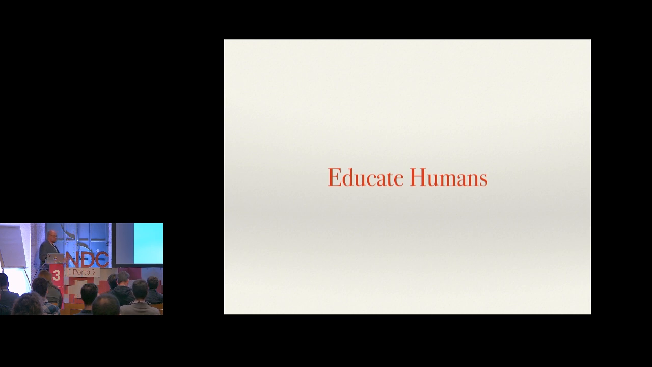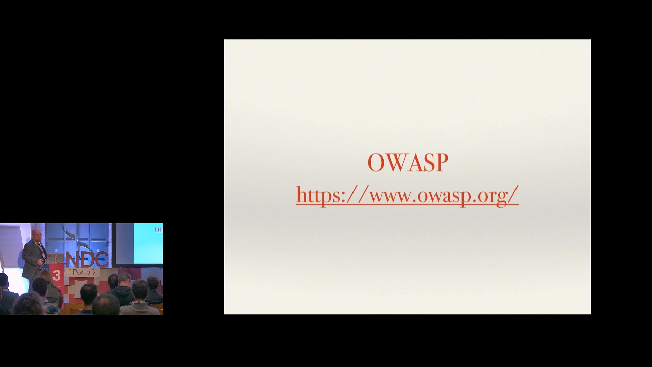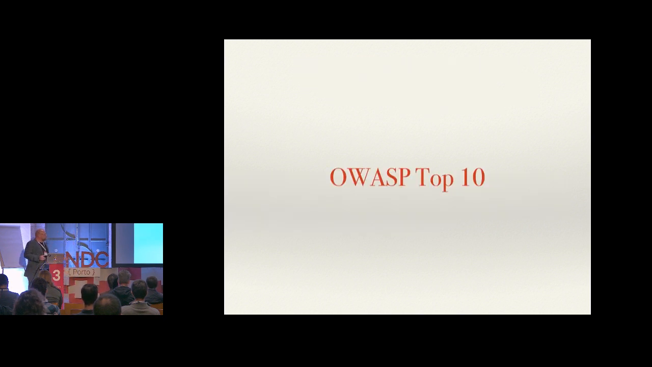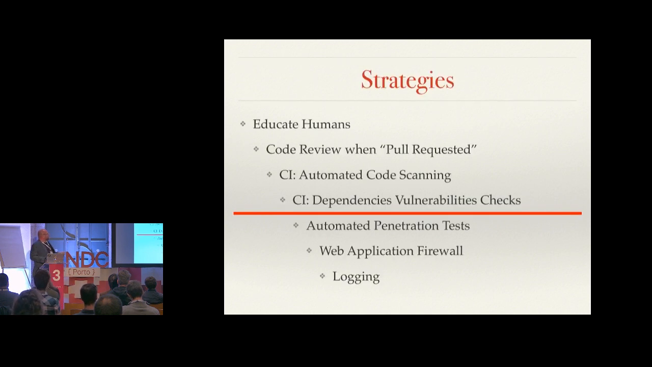When it comes to educating humans, one organization stands above all, and it's called OWASP, the Open Web Application Security Project. They look at approaching application security as people, process, and technology. They have a lot of good resources, and we're going to reference them a lot in this presentation. Every couple years, they publish a paper called the OWASP Top 10. It's a list of top 10 vulnerabilities, and you can find it here. We're going to come back to those, but right now let's look at tooling. That's the list we looked at. Here I have the red line in the right place. Let's first look at automated code scanning.